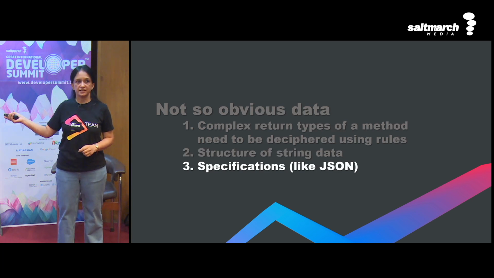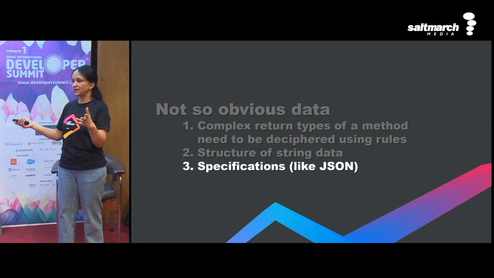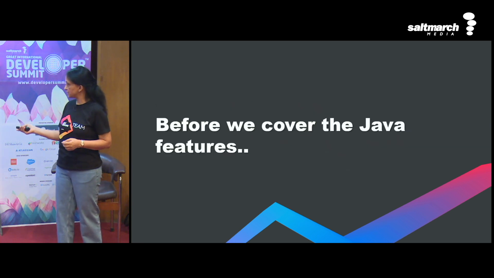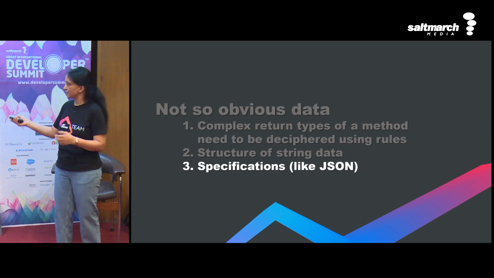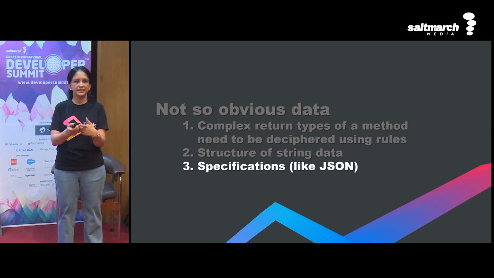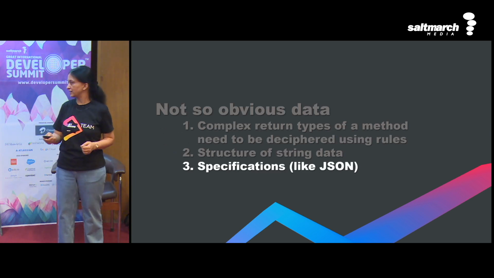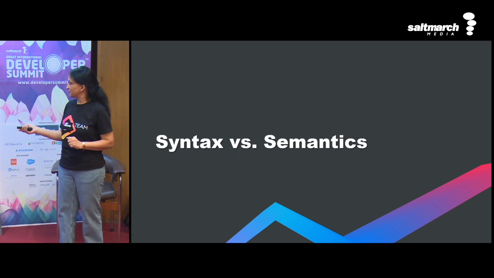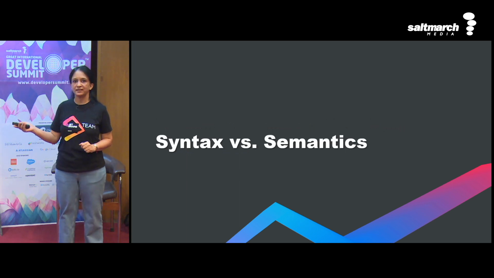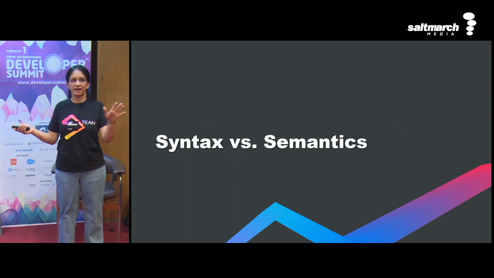Specifications like the JSON with the modern Java features that I would discuss, you could actually define the structure of JSON using a sealed interface and a couple of record classes. Now, before we begin, one quick question again, which is the difference between the syntax and the semantics.